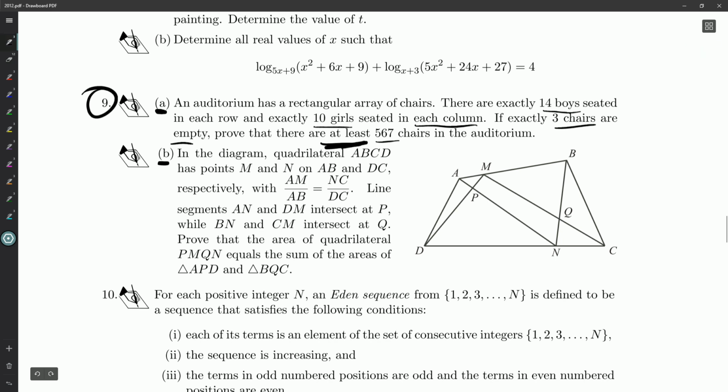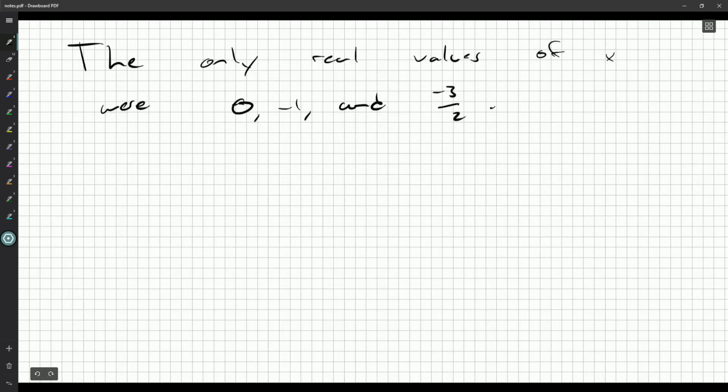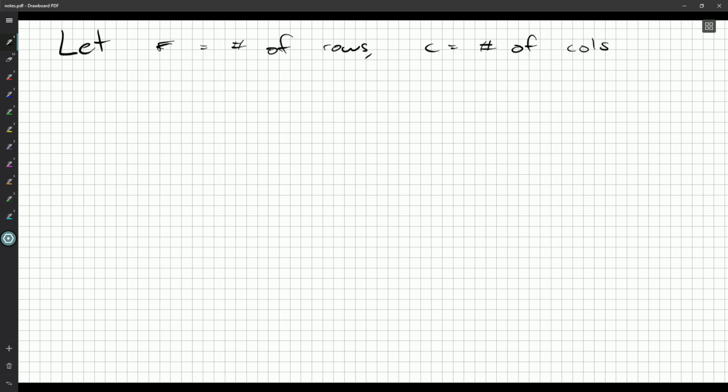So what can we do? Well, it's a written one, so let's start here by saying something to the effect of R equal the number of rows and C be the number of columns. Now, it's interesting that they say at least 567. Could there be more than one configuration that has 14 boys per row and 10 girls per column and 3 empty seats? That would be the total number of chairs.